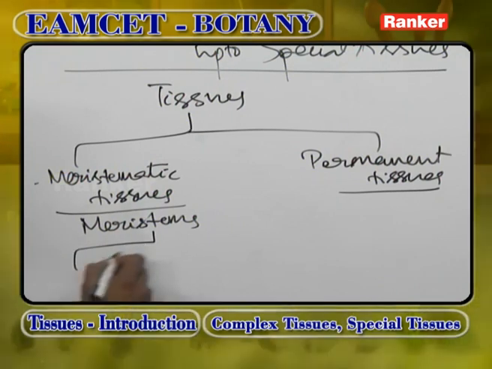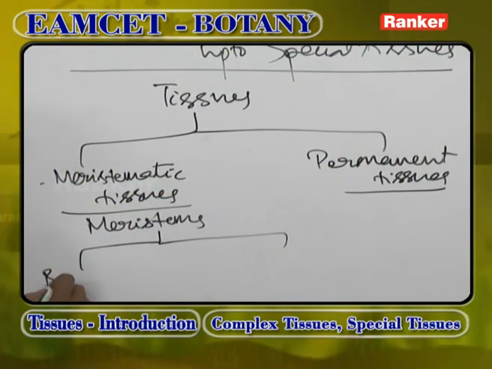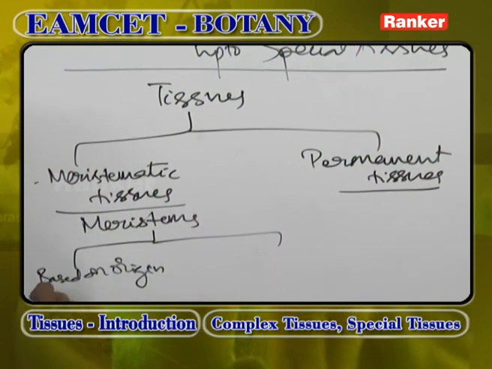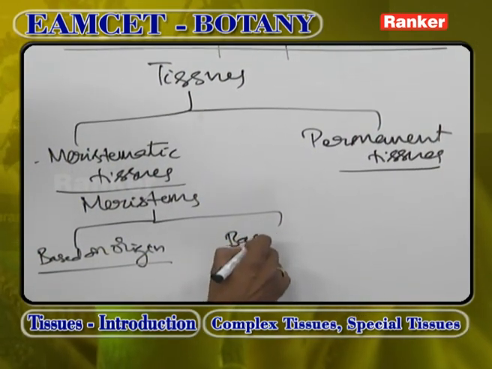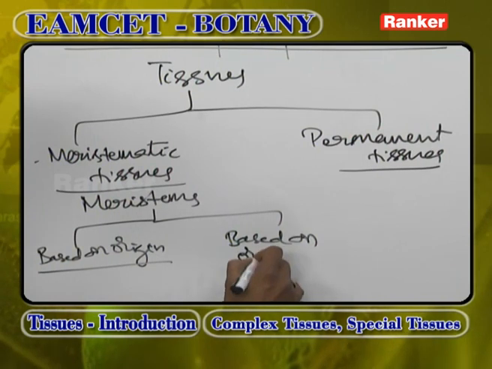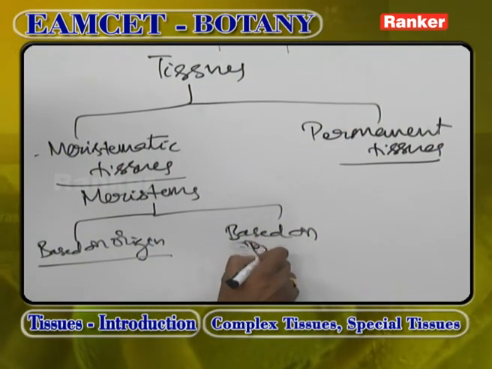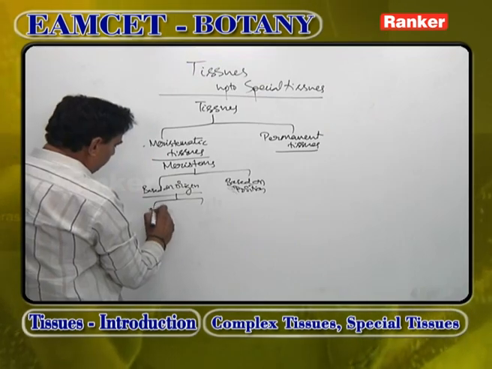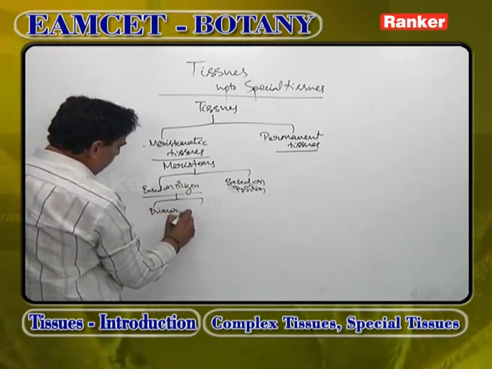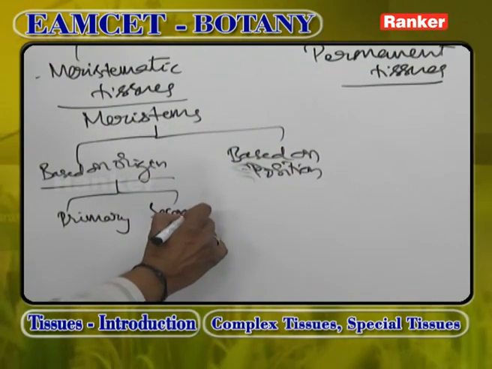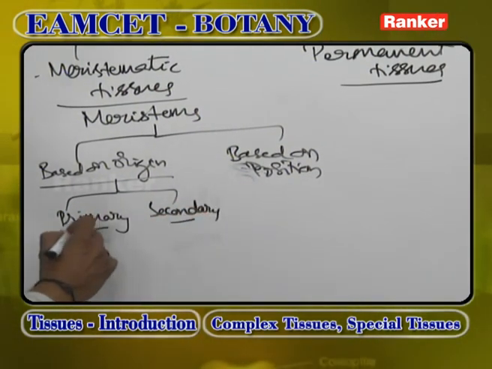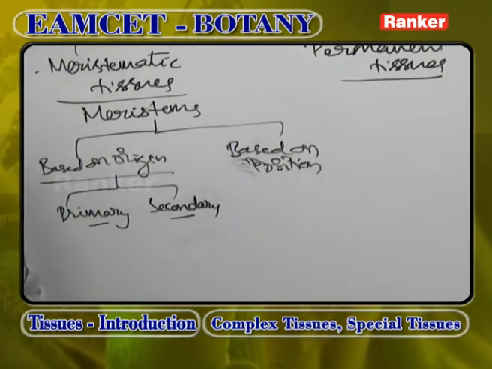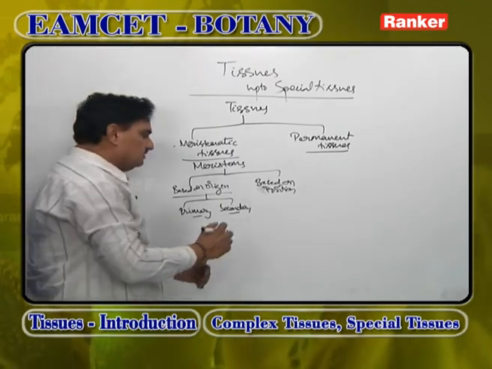These meristems are divided into two types, based on origin and based on position. Based on origin, two types. Primary meristems formed right from the embryonic stages. Secondary meristems formed after certain growth in a plant by dedifferentiation. What is dedifferentiation? Conversion of permanent tissues into meristematic tissues.